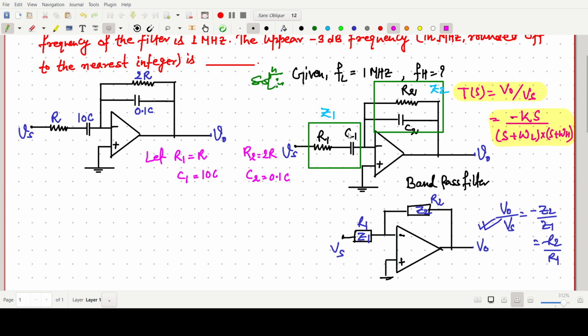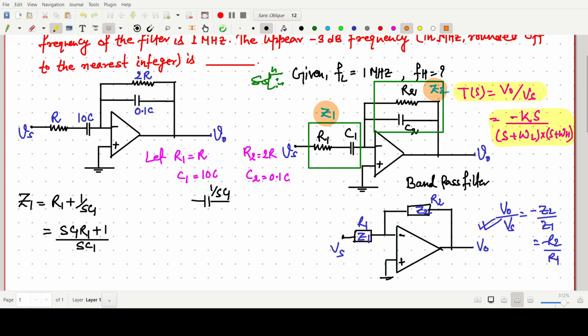Z1 is simply R1 plus 1 by SC1, because one capacitor term is there, and the impedance of a capacitor is 1 by SC1. So Z1 is SC1 R1 plus 1, whole divided by SC1. Yes or no? Very simple. This is our Z1.